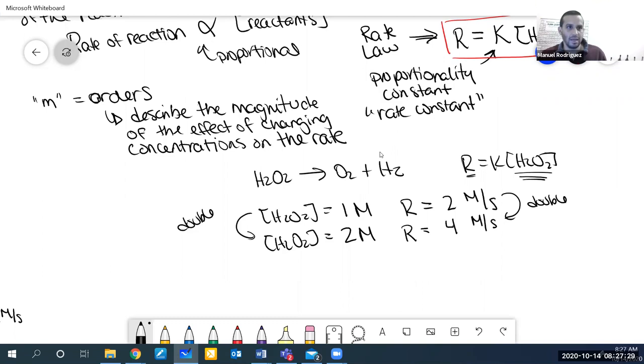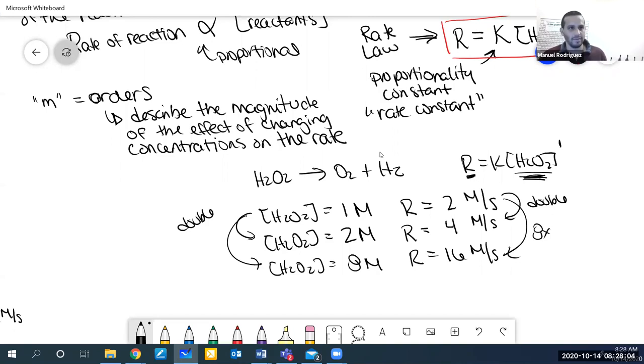Which means that the relationship between the two is a 1. Meaning whatever I do to my concentration, that would do the same thing to my rate. So technically, if I take my concentration of peroxide and I increase it by 8, then my rate should be 16 molar per second. Good? Because I made it 8 times higher, so that will be 8 times higher. Good? And some chemicals behave like that, and that's what the number 1 represents. Other chemicals do not behave like that. Actually.